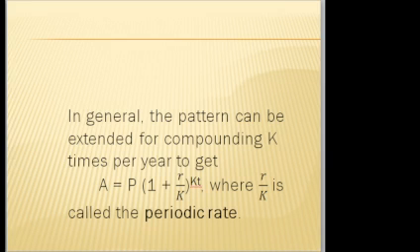So in general, the pattern can be extended for compounding K times per year to get the formula here: A is equal to P times (1 plus R over K) to the power of K times T, where A is the future value, P is the principal, 1 is a constant, R is the rate of interest, and K is the compounding times per year, to the power of K times T, where R over K is called the periodic rate.